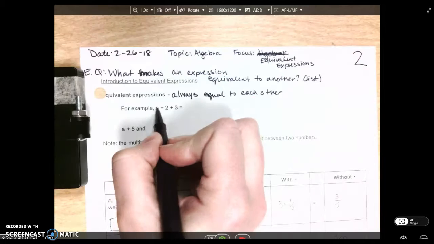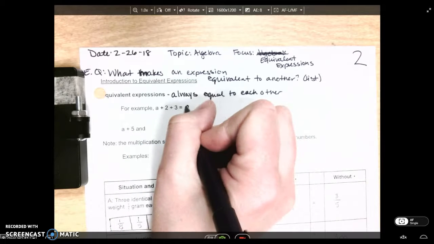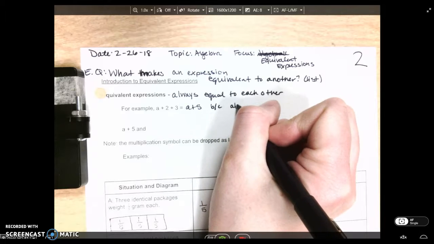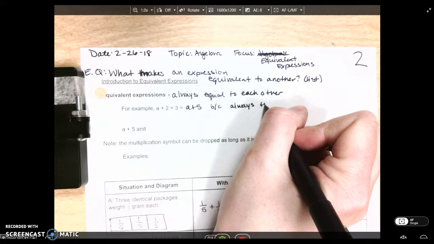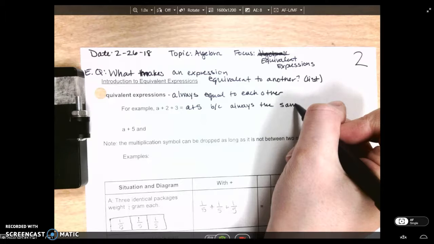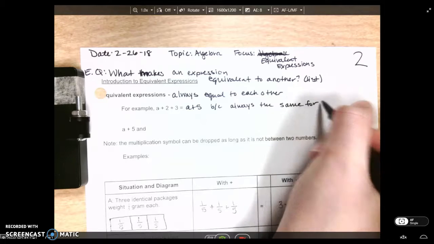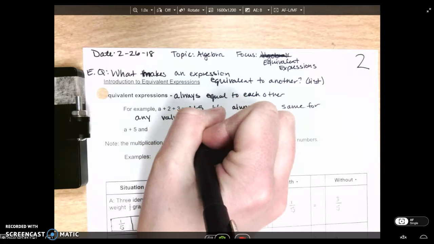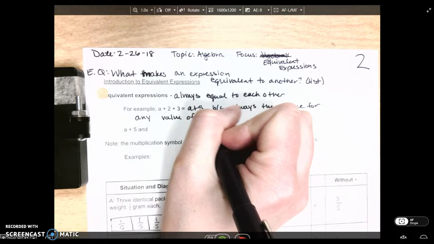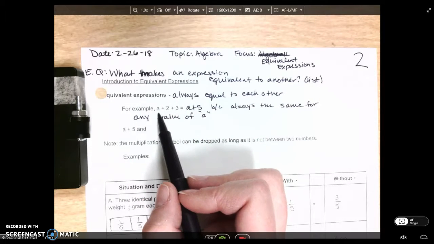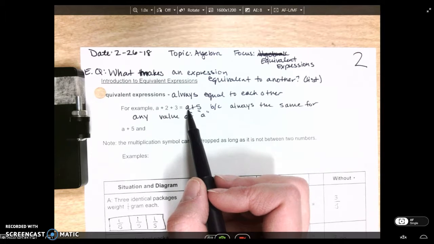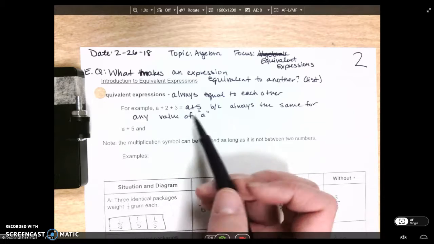So for example, I have a plus 2 plus 3 is the same as a plus 5 because they are always the same for any value of a. So if I made a 1, I get 1 plus 2 plus 3, which is 6. And if I make a 1 here, 1 plus 5 is 6. So they're always the same.